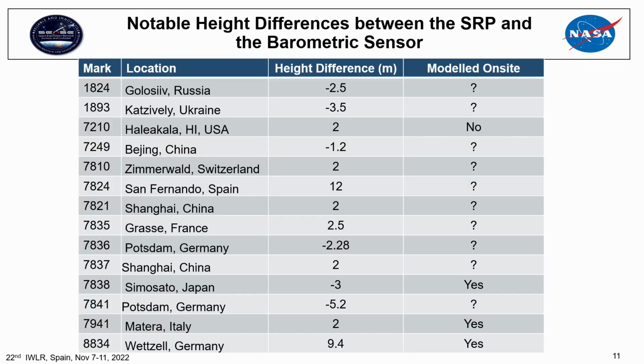And I got this information from the site logs. So here are some notable height differences between the system reference point and the barometric sensor based on the site log. And then I added a column. So here are the differences in meters for these stations between where the barometric pressure was measured versus the system reference point. And over here on the right, was this modeled in the on-site processing? So there's a bunch of question marks. I don't know if some of these stations modeled this height difference or not.